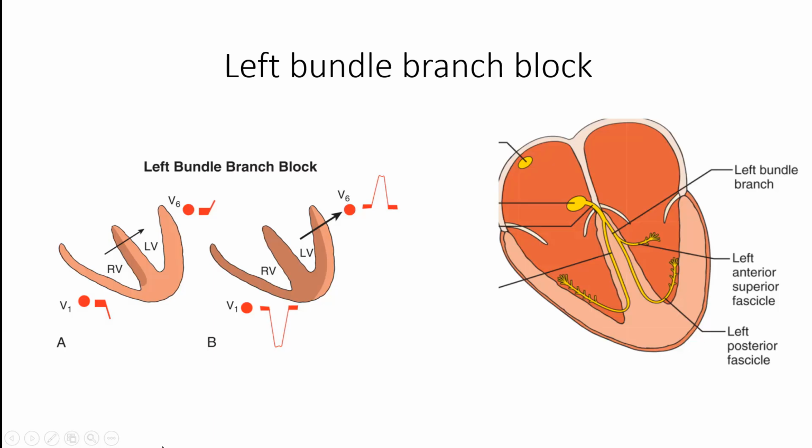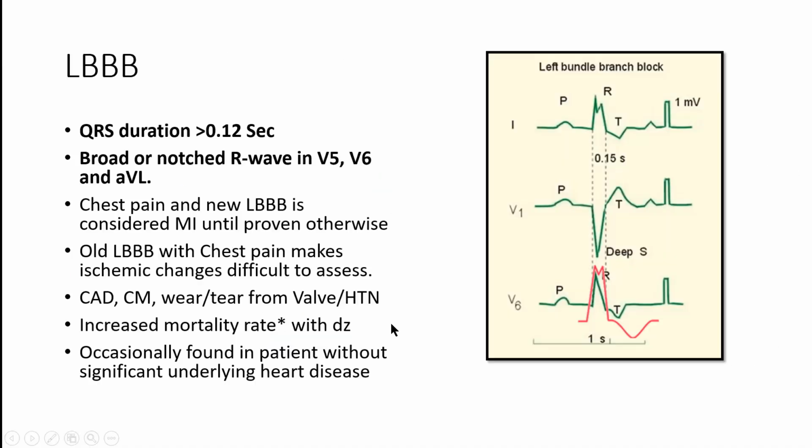And the result is going to be something like here in V1, a kind of QS type of complex, and then an RS complex, or simply an R wave in V6. Consequently, we can say that anytime there is damage to the left bundle, we're going to see this type of pattern in a bundle branch block. Specifically, we should see a QRS duration that is greater than 3 small boxes or 0.12 seconds, and a broad or notched R wave in V5 or V6 like you can see here. Sometimes it's not notched so much as it's just rounded, and that will count as being broad.